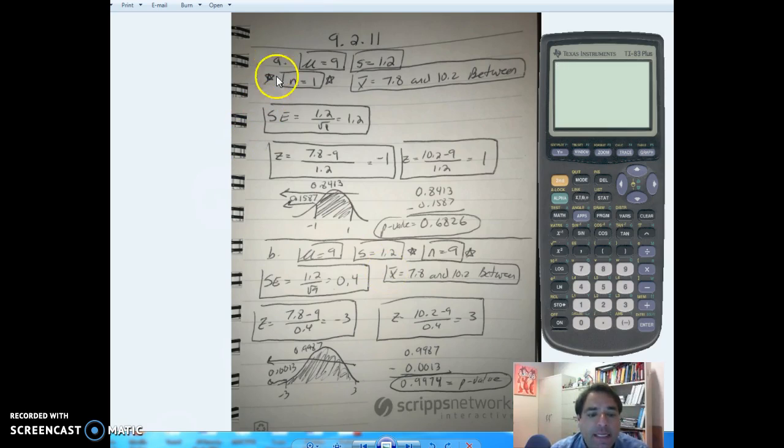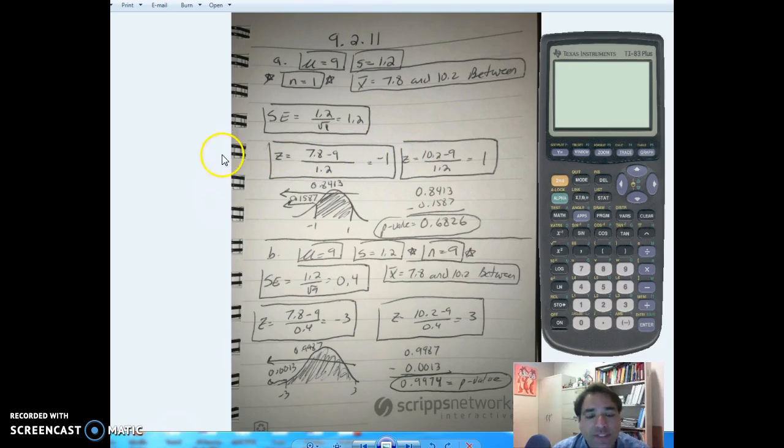So in part A and part B, the difference is we're looking at a sample size of 1, and we're looking at a sample size of 9. So I'm going to go through the work first, then I'll go through the calculator. Okay, so the mu is 9, standard deviation is 1.2, sample size is 1, and we're looking for between 7.8 and 10.2, between. If I was doing this by hand, I would find my SE, but notice that it's 1.2 divided by the square root of 1, which is still 1.2. Square root of 1 is 1, it doesn't change, so we're looking for one person, it's still 1.2.